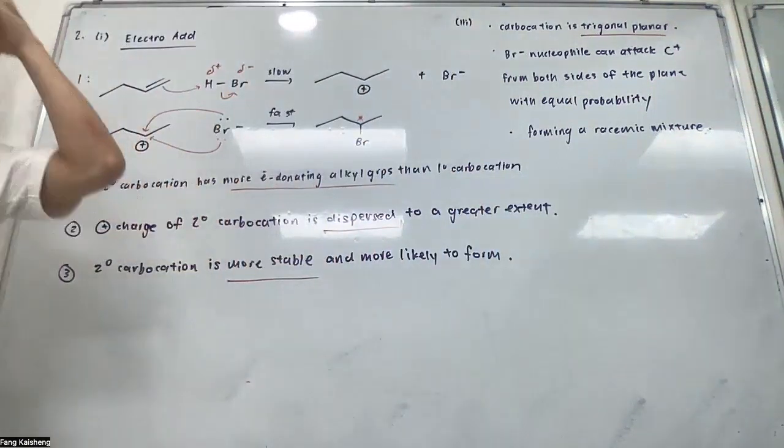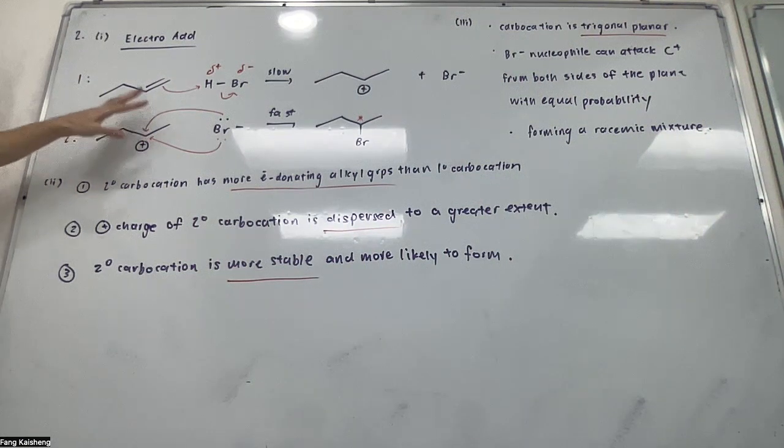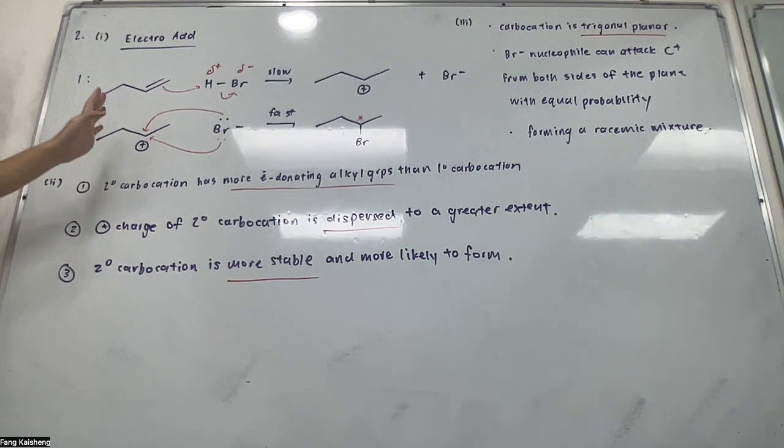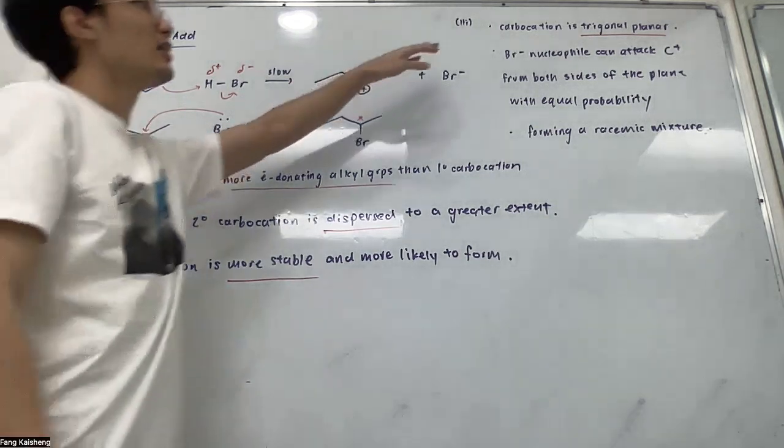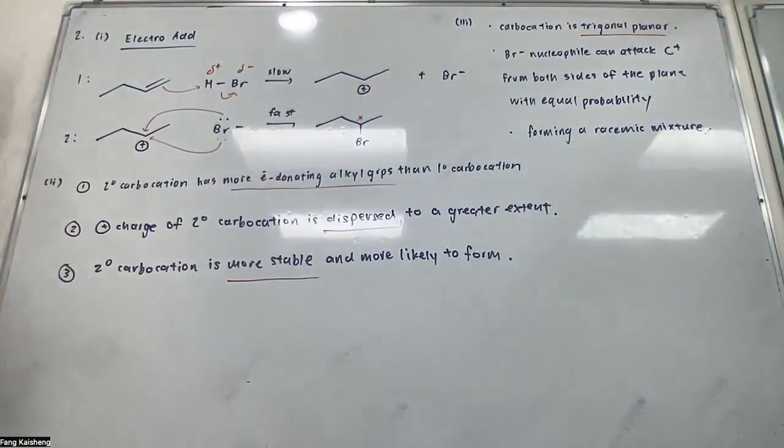What do you mean by the carbon? The shape of the carbon here in particular is trigonal planar. I'm not referring to the whole intermediate as trigonal planar. I'm referring to this carbon here. To be more specific, you can say the carbon with a positive charge is trigonal planar.